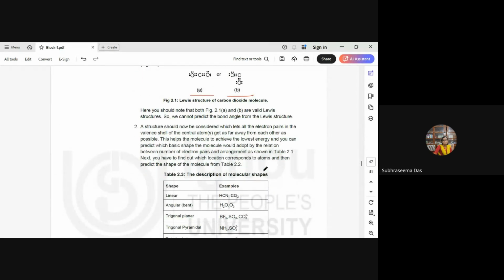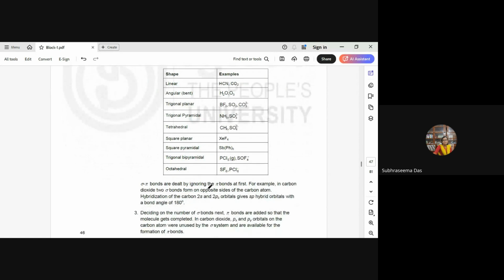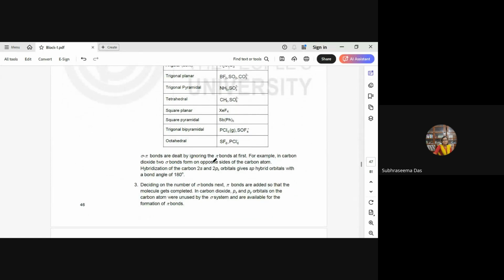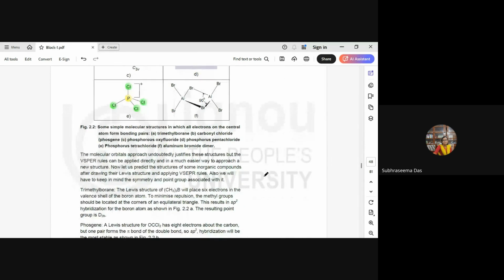So now we will consider a structure which considers all the electron pairs and minimizes the mutual repulsion among them. Here we consider the different types of shapes like linear, angular, trigonal planar, and then decide on the number of sigma bonds. First we decide the sigma bonds, and then we give the pi bonds. In carbon dioxide, the px and py orbitals on the carbon atom are unused by the sigma system, and they are available for the formation of the pi bonds. That is how we approach the molecule.